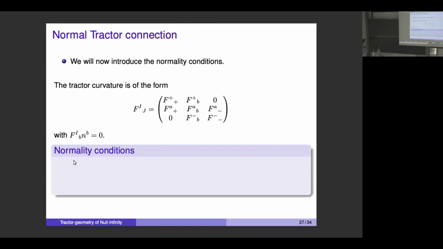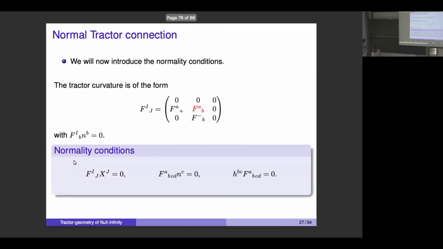And now you can impose normality conditions. So the first one is obvious. This is the same as in conformal Cartan geometry. You ask that the torsion is 0. And then you need to impose something on this part of the connection.